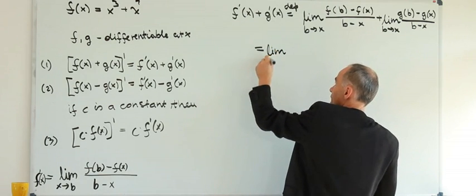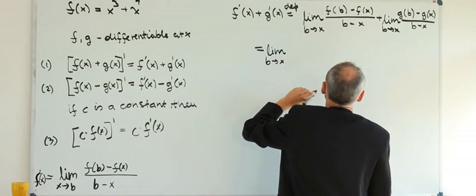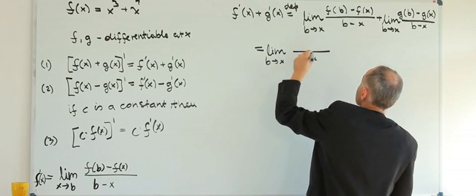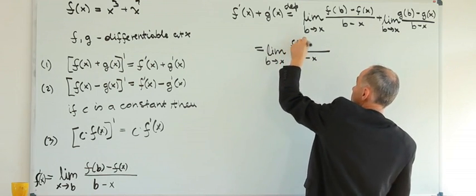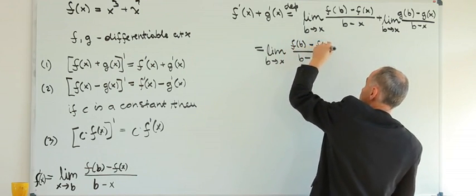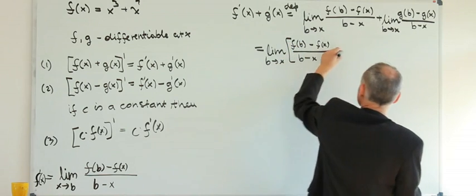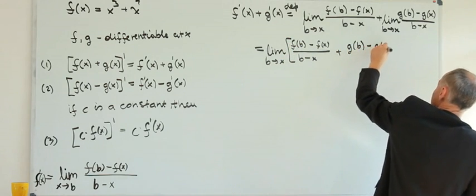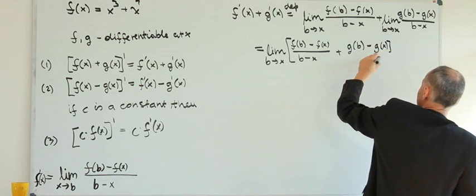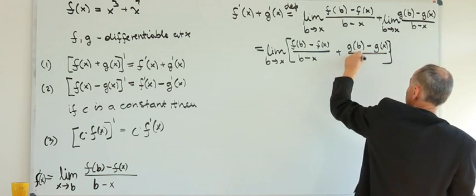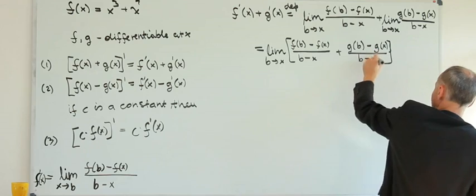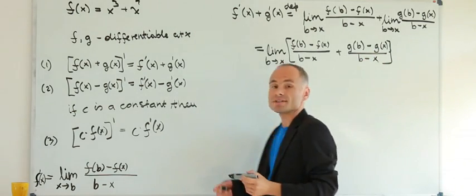So I have the limit as b goes to x of b minus x in the denominator, f of b minus f of x in the numerator, plus g of b minus g of x, all of that divided by b minus x, I apologize. Okay, so what's the next step?